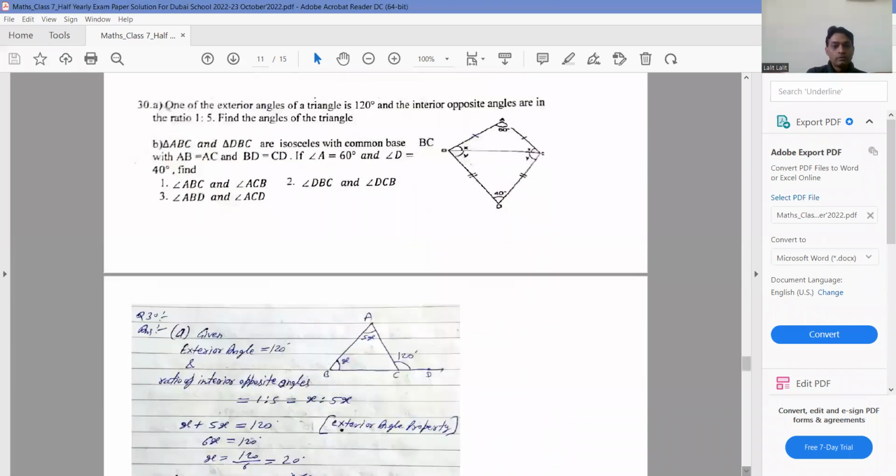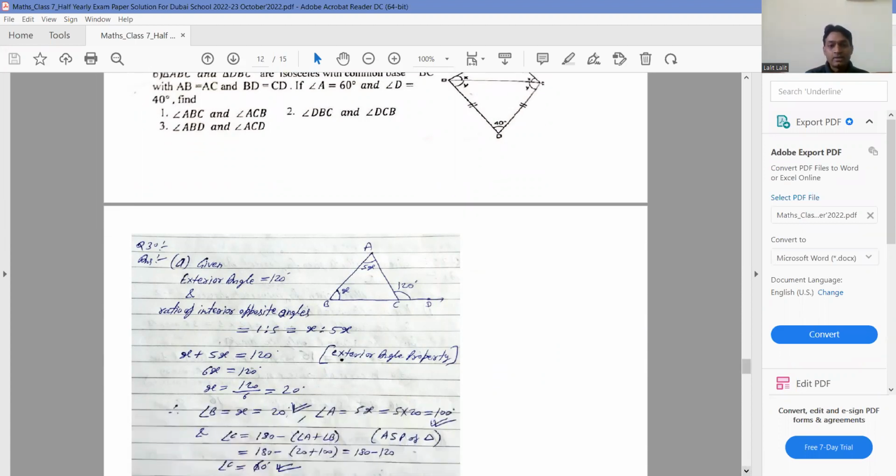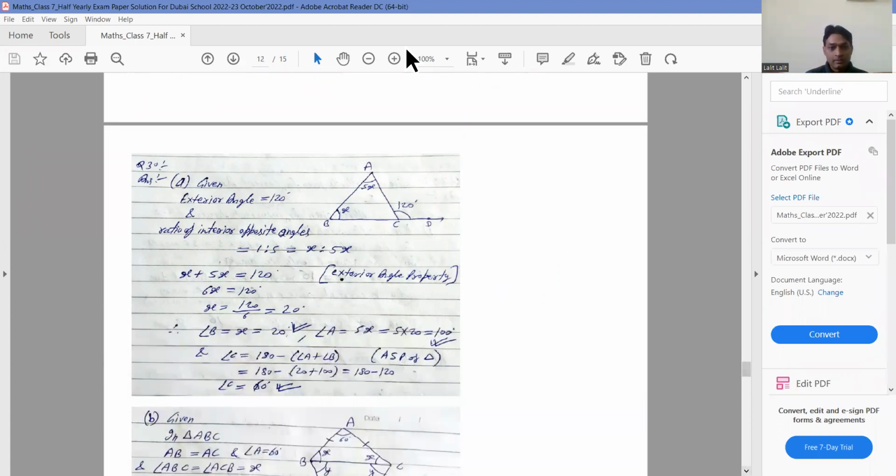Now question 30, section A. One of the exterior angles of a triangle is 120 degrees and the interior opposite angles are in the ratio 1:5. Find the angles of the triangle. So we need to find all angles of the triangle. Again, there is a property called the exterior angle property. Let me explain.